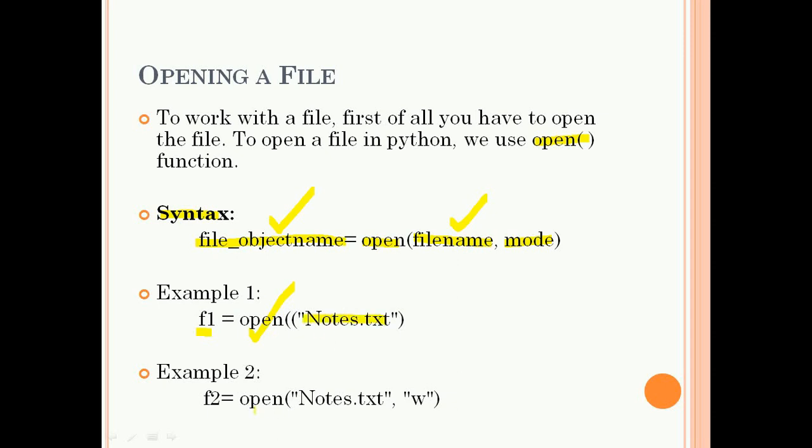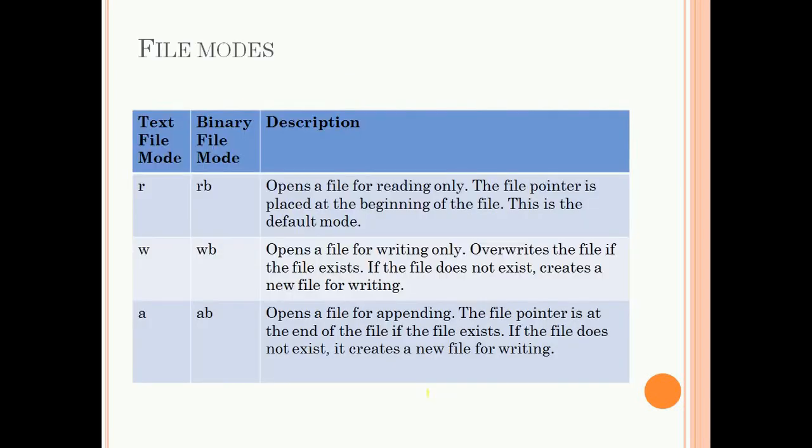Next example, f2 = open('notes.txt', 'w'). That means we are opening notes.txt in write mode, and f2 is the file object. Using f2 we can write in notes.txt. And one more thing, instead of double quotes you can use single quotes also, for both the file name as well as the mode. These are the file modes.